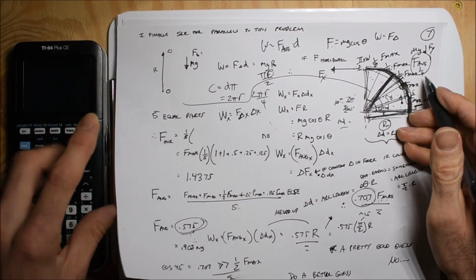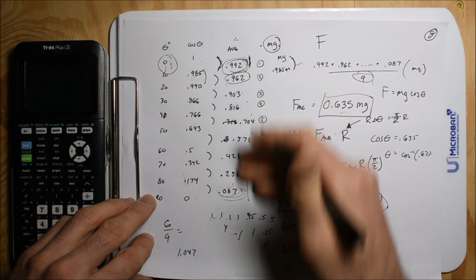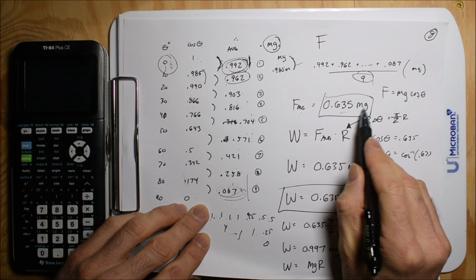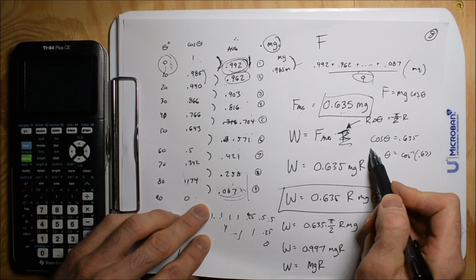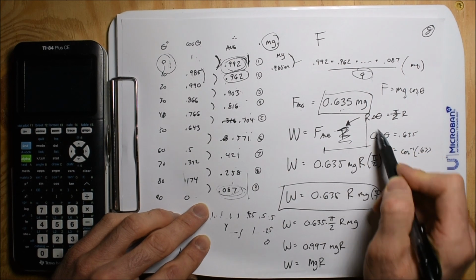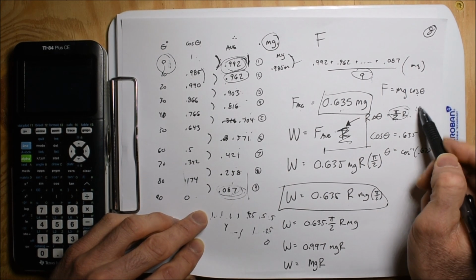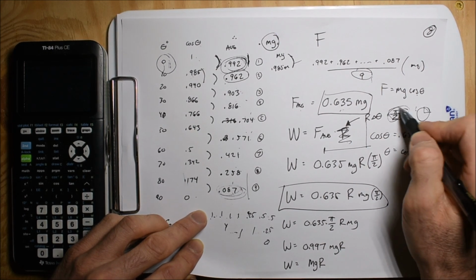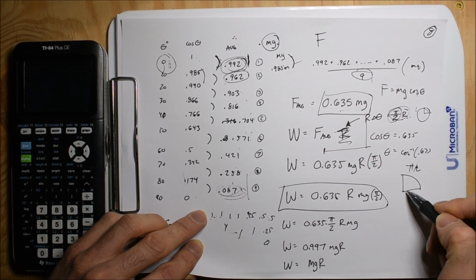Got it. Okay, so work. After all this, now we got force average, 0.635 mg. But now what do we multiply? And I messed up. It's not just r in this direction. It's pi over 2 r. It's a quarter of a circumference. That's pi over 2 r. Or it's radians, and the radians in a quarter circle is pi over 2.